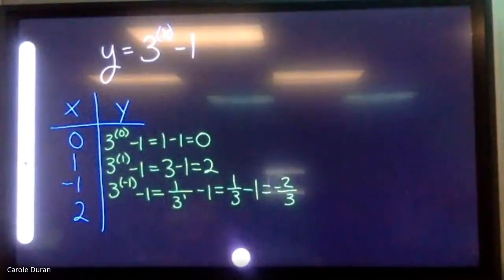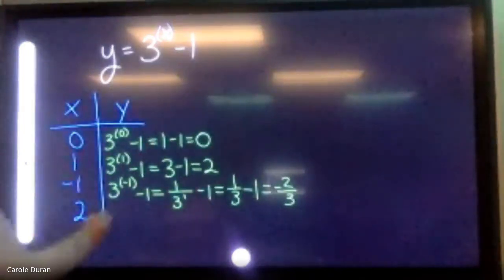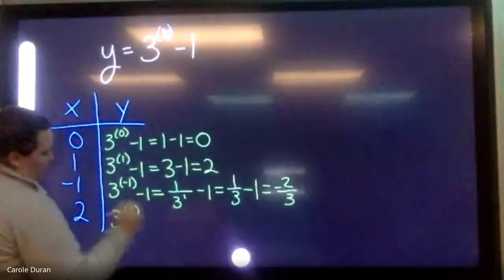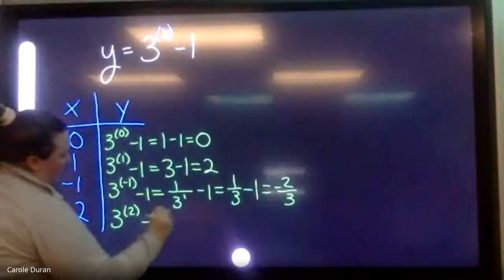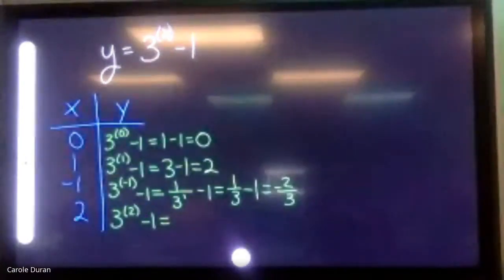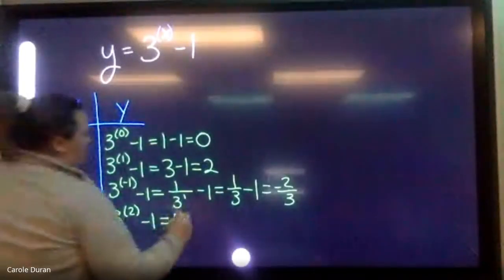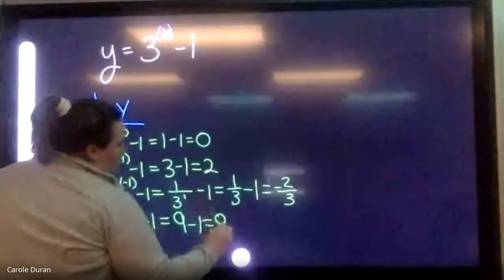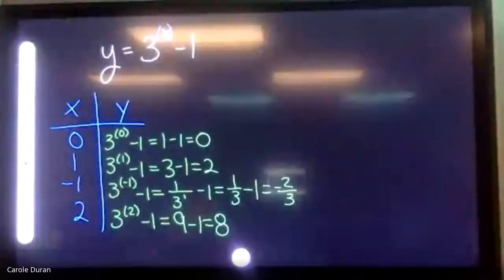And then we do the same thing with our 2. I'm going to do 3 to the 2 power minus 1. 3 squared I know is 9 minus 1. So I actually have some fairly large y values compared to what I've had before, but that doesn't mean anything. They're still going to graph the exact same. So that's what I'm going to go ahead and do, is put this all down and draw my curve.